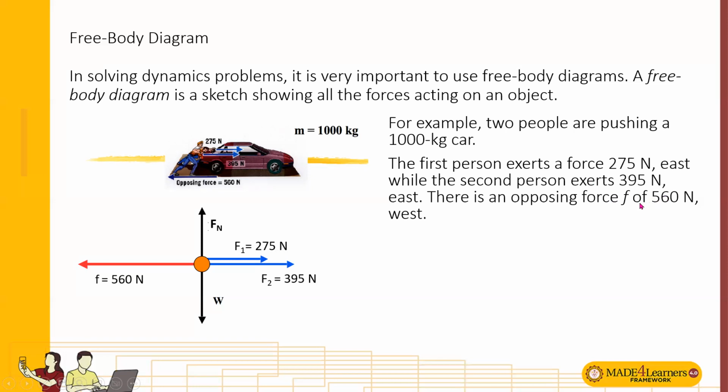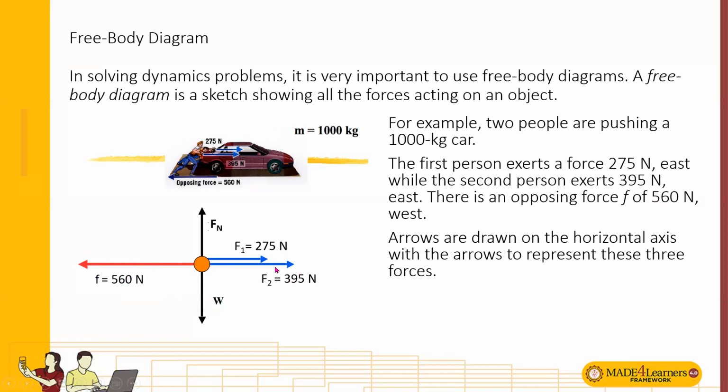That's why it's called opposing, because the direction is opposite already. So this red arrow represents the opposing force. It goes westward with this magnitude. That's why the arrow is longer, because 560 newtons is greater than 395, and of course now the 275 newtons. Then arrows are drawn again on the horizontal axis and also along the y-axis.